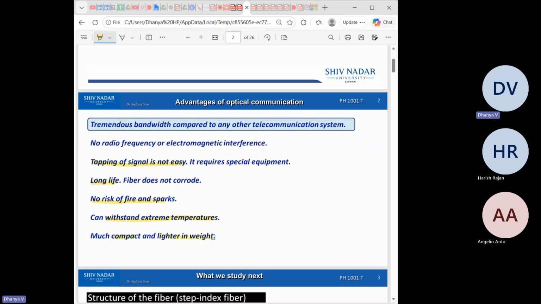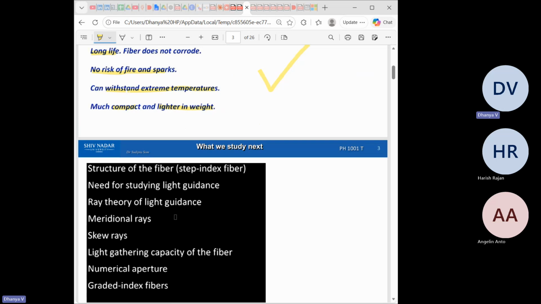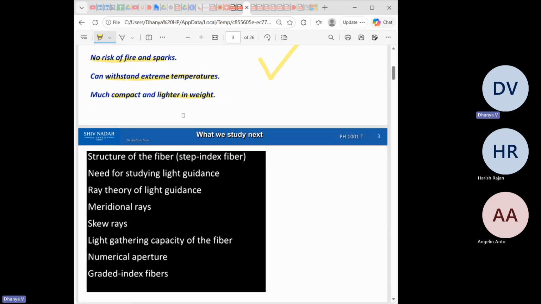So these are the advantages of optical communication. You really should know this. Tapping of signal is not easy. Long life, no risk of fires and sparks, can withstand extreme temperatures and all of your extreme geographical landscapes, and much more compact and lighter in weight.